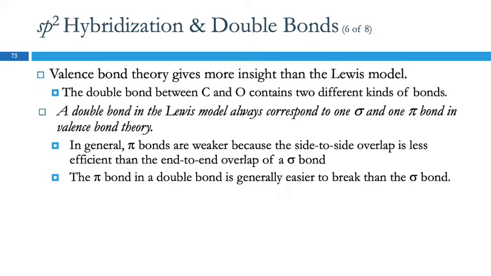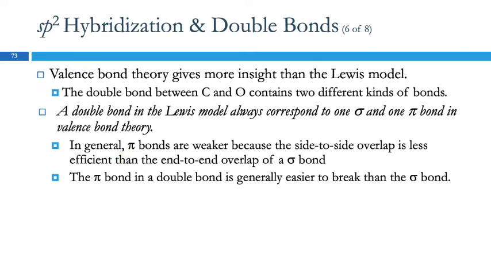So we get more insight with valence bond theory than the Lewis model. What we see is that the double bond between carbon and oxygen actually involves two different kinds of bonds. And so whenever we look at a Lewis model and we see a double bond, that is always going to correspond to one sigma bond and one pi bond in valence bond theory.